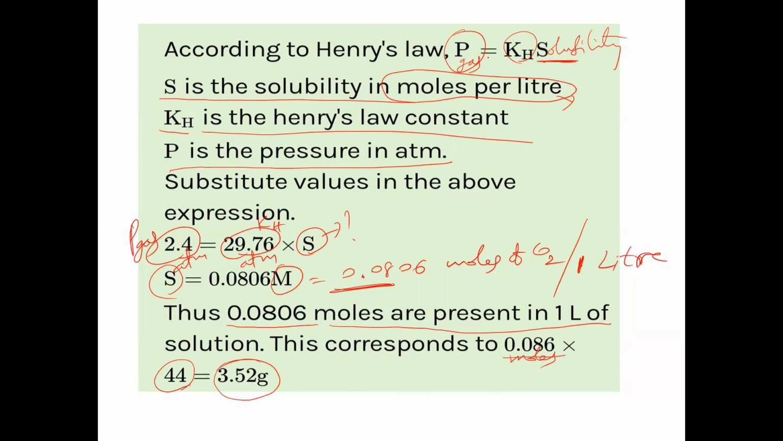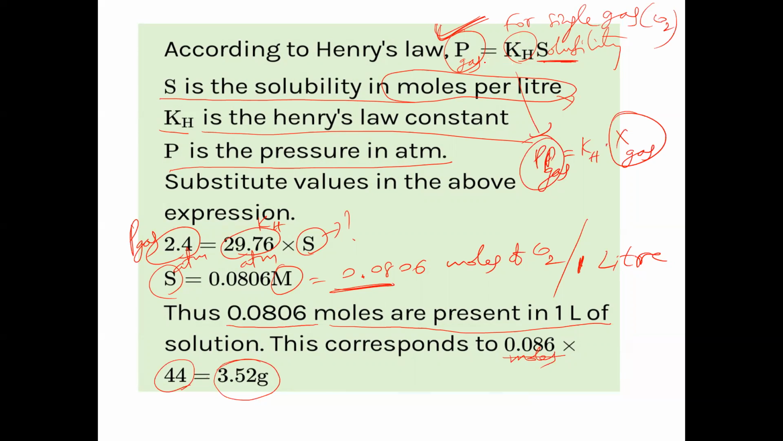So what is the Henry's law equation here? We can take pressure of gas is equal to KH into solubility. Otherwise, another formula: partial pressure of gas is equal to KH into mole fraction of gas. It is one equation of Henry's law, and it is another equation of Henry's law. Is that clear? Here only CO2 gas is dissolved in water, no mixture, pure CO2. That's why for a single gas we have to take this one. This equation is for a single gas, CO2.